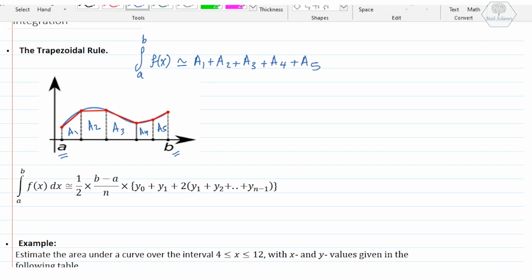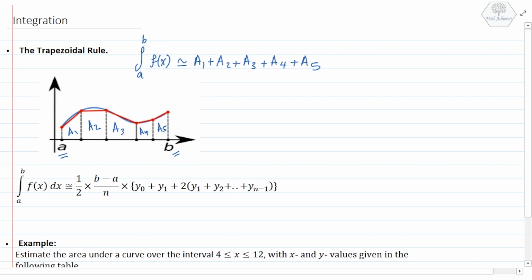And there is already a rule given in your formula booklet. It says that the integration from A to B of f(x) dx is simply equal to half times (b minus a) over n. N is simply the number of trapeziums formed.